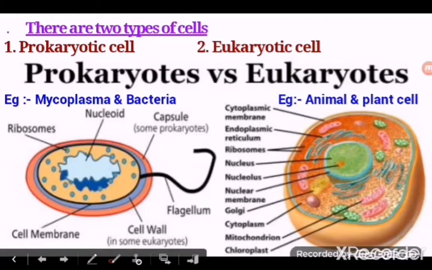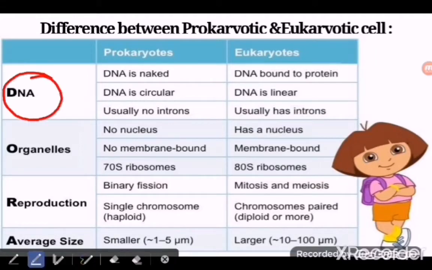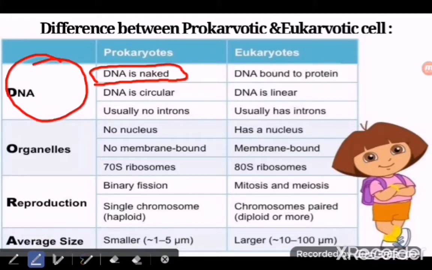Let's try to understand with this chart. So students, this is the table of differences between prokaryotic and eukaryotic cell. First we will discuss DNA. What is DNA? DNA is the genetic material. DNA is a thread-like structure present in the nucleus. You must have studied the cell structure, the chromatin thread that lies inside, which is made of DNA. So this is the DNA. So DNA is naked. Naked means it is not surrounded by any membrane in the prokaryotic cell. That is why DNA is naked.